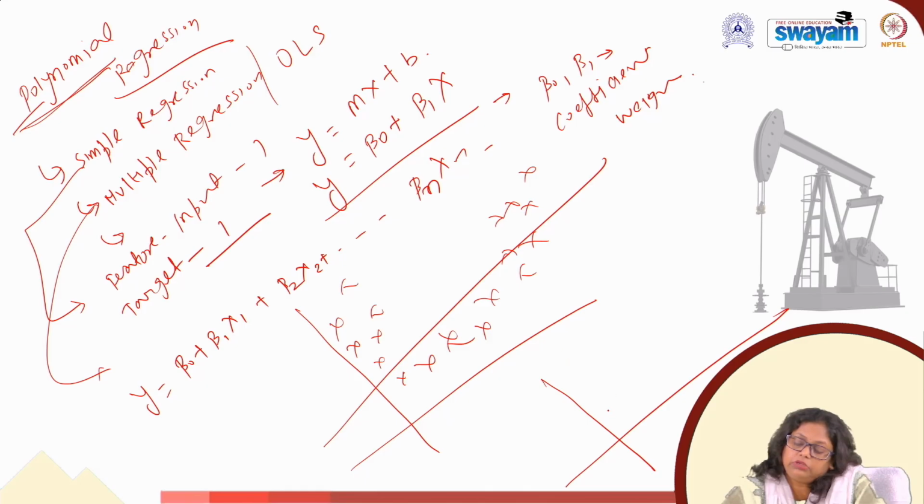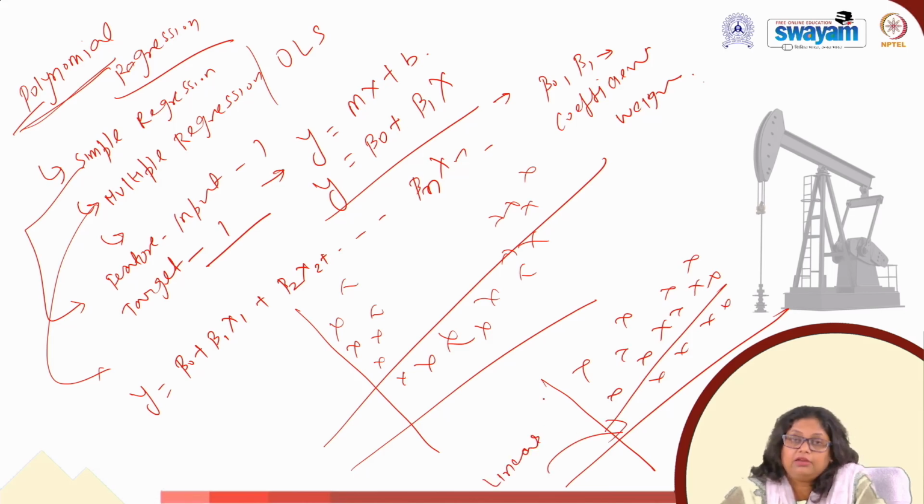But if we take this one, we can say that this data is linearly related. They have some linear relationship between these data. But when we see this type of data, definitely there is no linear relationship between this data. To solve this kind of problem, when there is non-linearity, we go for polynomial regression.